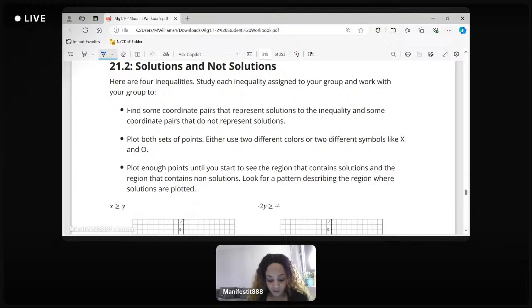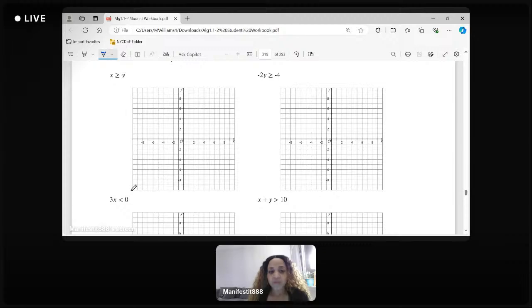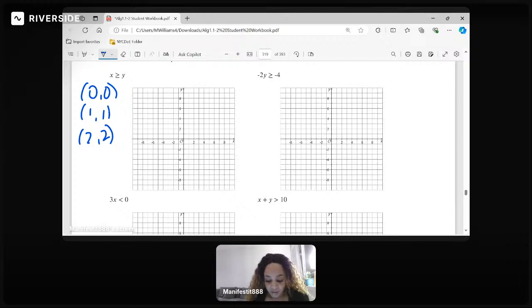So let's look at the first one. We have x is greater than or equal to y. So imagine what the line x equals y looks like. If x equals y, that means we would see points such as 0, 0, 1, 1, 2, 2, etc. Now we'll just continue with that pattern. So let's go ahead and plot those points.